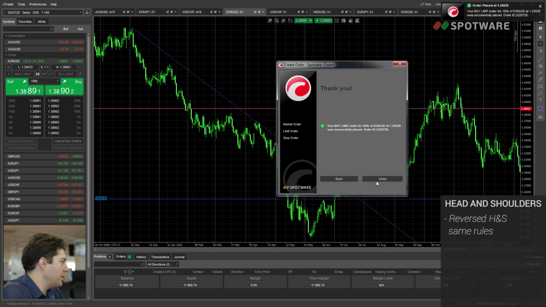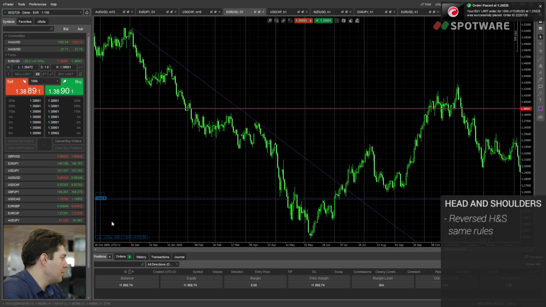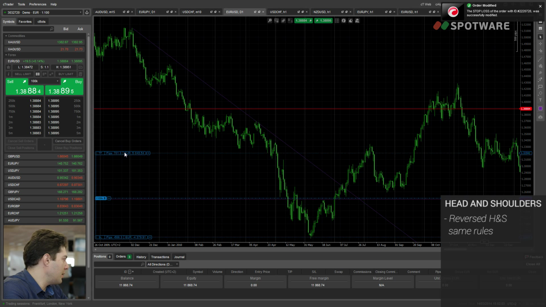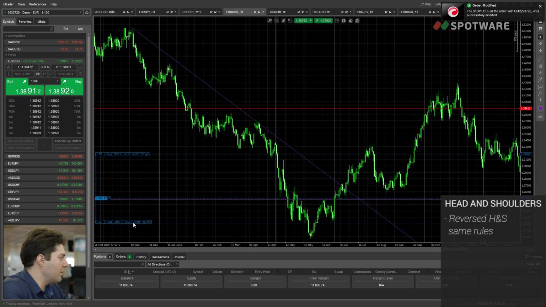Our target is going to be, again, the same height between the neckline and the top of the head, so we can put the take profit at 600 pips. Stop loss depends on your risk appetite. Again, we said before: previous swing, below the previous swing, below the shoulder, or below the candlestick.